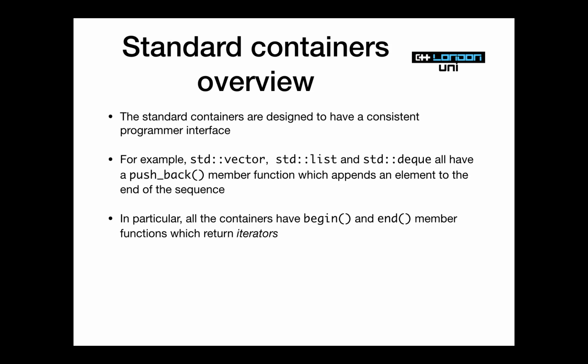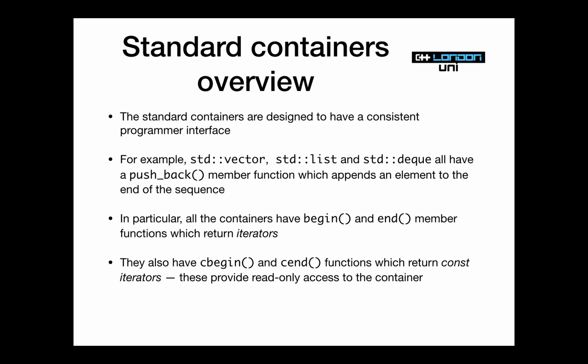And in particular, all of the containers have these begin and end member functions that we were talking about quite a long time ago. And they return iterators. What kind of iterator, what category of iterator they return, well, that depends on which particular container you're talking about. As well as these begin and end member functions, we have cbegin and cend member functions. These return const iterators. Remember, a const iterator provides read-only access to the element.